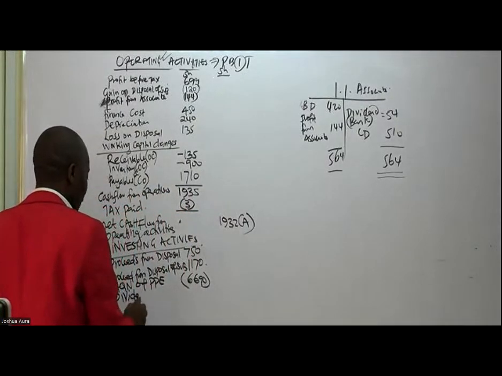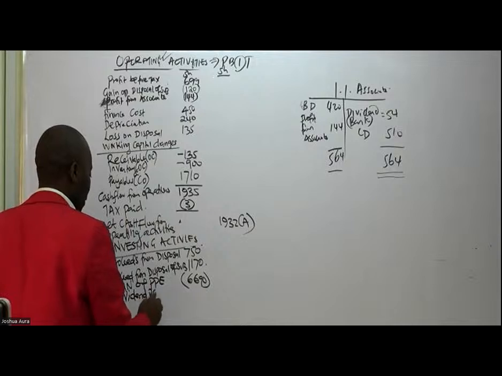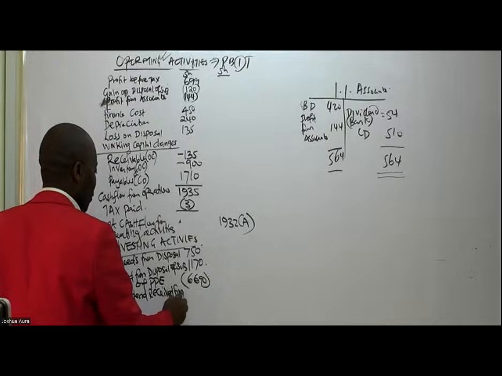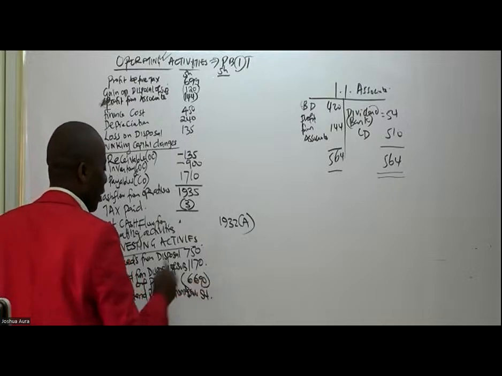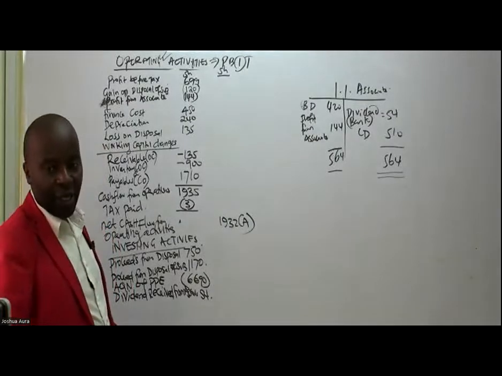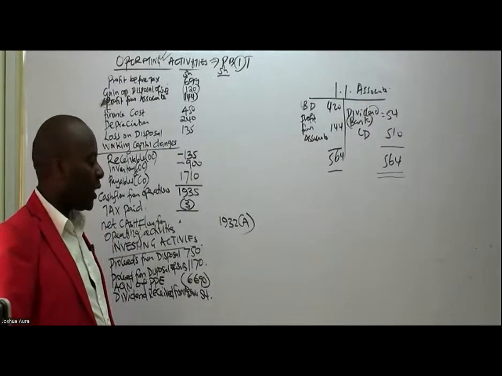So then come and give us here the dividend received from associate of how much? Of 54. It's positive.